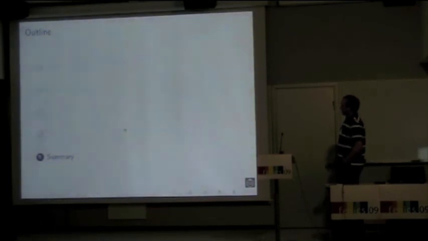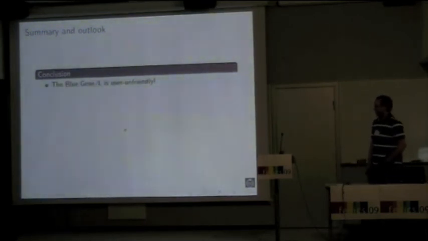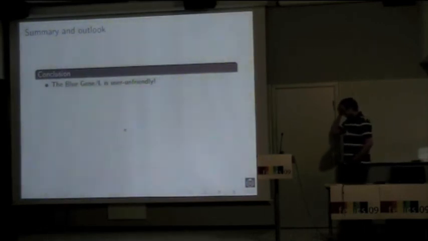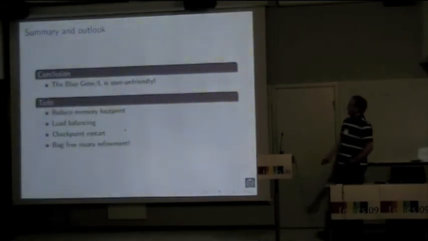Okay, so what do we know? The Blue Gene is absolutely user-unfriendly to work with. We get 1 core dump per each processor, and they are in ASCII format. That's basically it.